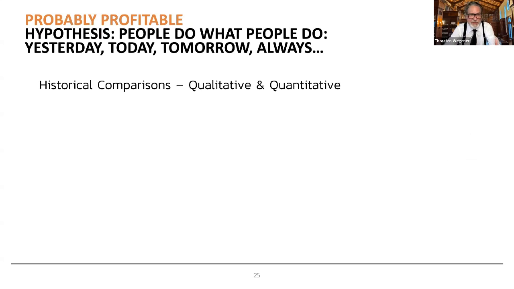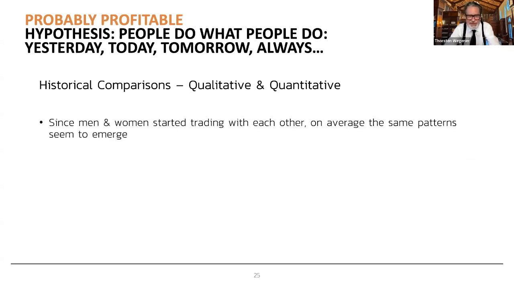Let's make some historical comparisons, qualitative and quantitative analysis. And I have only 3 points here. Since men and women started trading with each other, might it be fish, grain, derivatives, oil, you name it, on average, the same pattern seems to emerge. Here's again this word on average. And that's what's interesting for us, because we can derive decisions out of it.